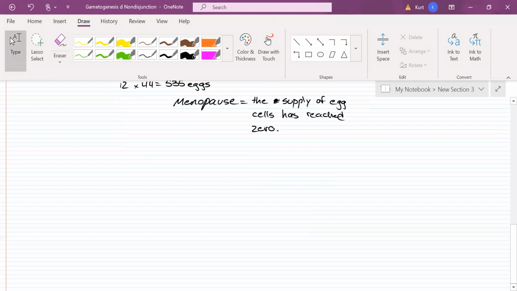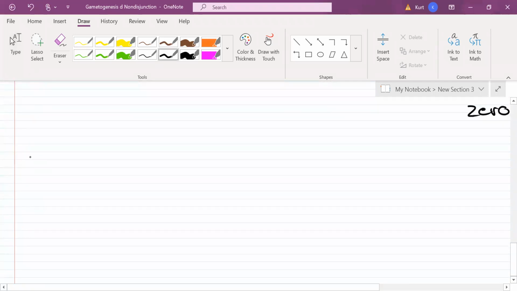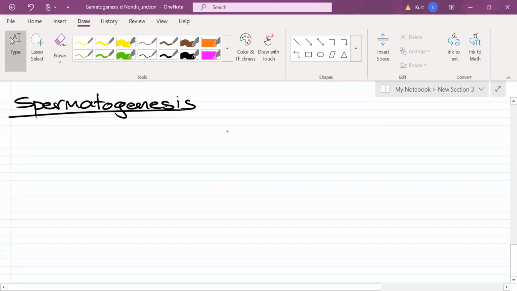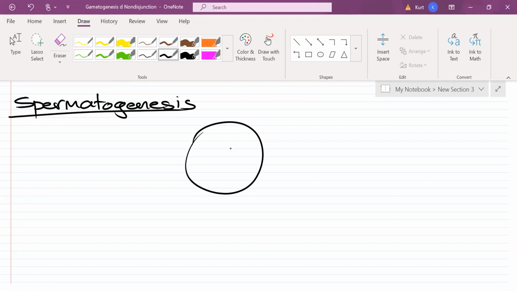So what I want to do next is quickly draw spermatogenesis and oogenesis because I want to get to non-disjunction. For those of you that have watched the video, can anyone recall what type of cell in our body is destined to become a gamete? It's a somatic cell, a diploid cell, and its destiny is to become a gamete. It's called a germline cell. So males and females have germline cells.